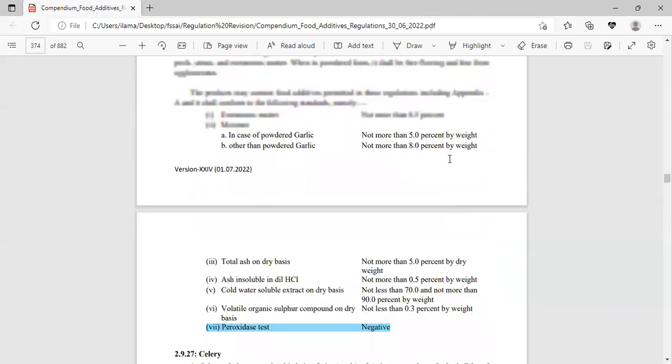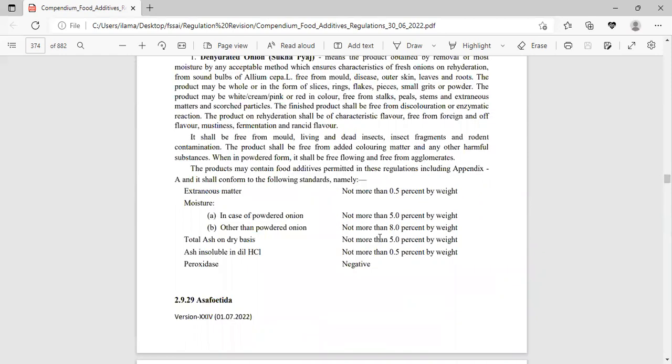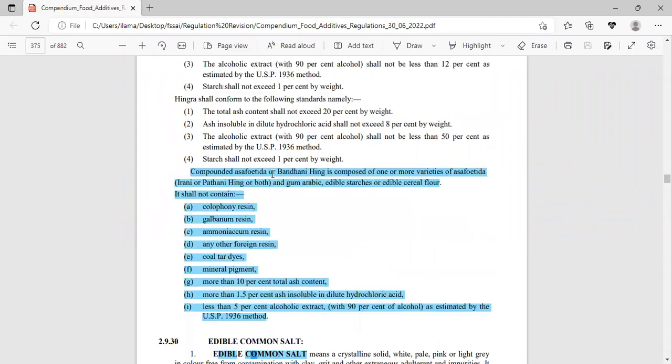Here for garlic also they will measure the peroxide test and it is negative. And see what asafoetida is, also known as hing or hingra. So here in hing or hingra, the following ingredients are not allowed. This is from an adulterant point of view, so just go through what is not allowed.